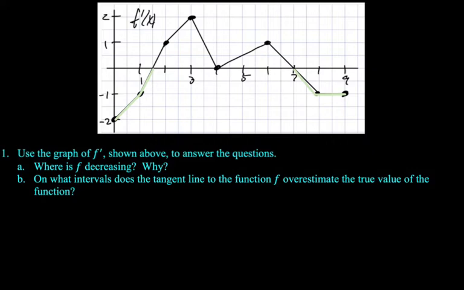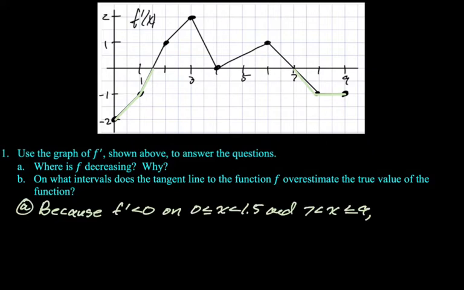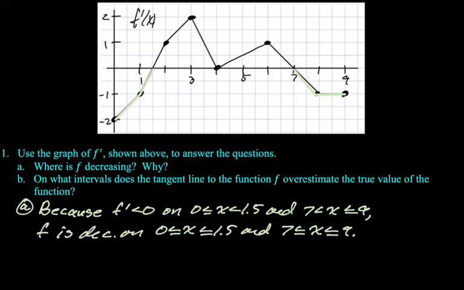I'm going to start with the fact that f prime is negative on certain intervals. So I'm going to say, because f prime is less than 0 on 0, including 0, to 1.5, and 7 to 9, including 9. So I've started with that. I'm going to say f is decreasing on the closed interval 0 to 1.5 and 7 to 9. Totally valid to do that.